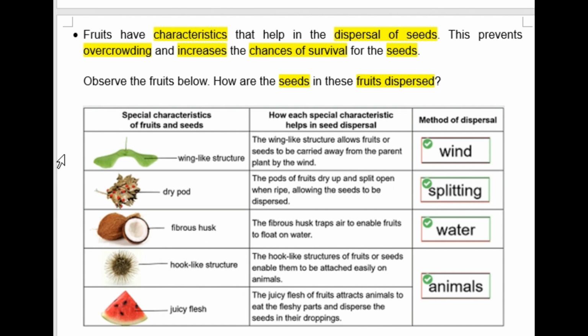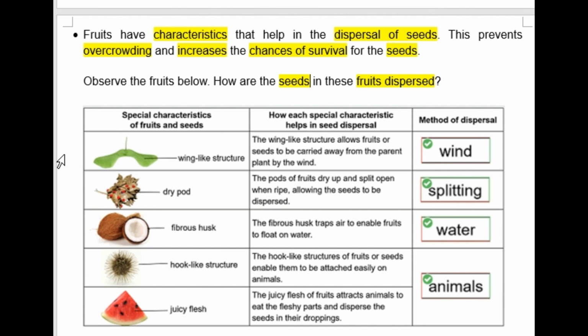Special characteristics of fruits and seeds: wing-like structure. How each special characteristic helps in seed dispersal: The wing-like structure allows fruits or seeds to be carried away from the parent plant by the wind. Method of dispersal: wind.